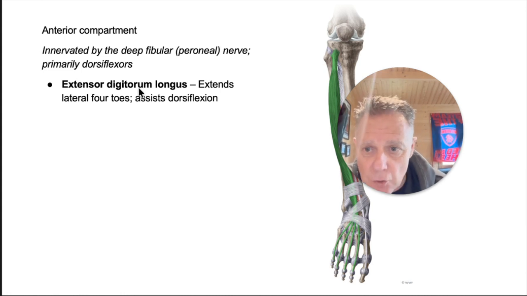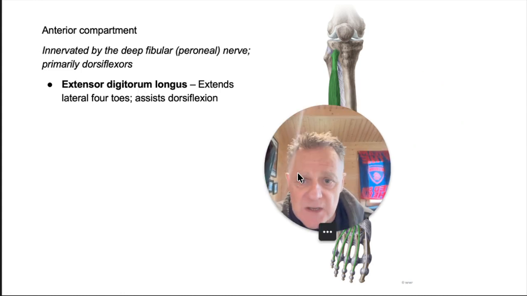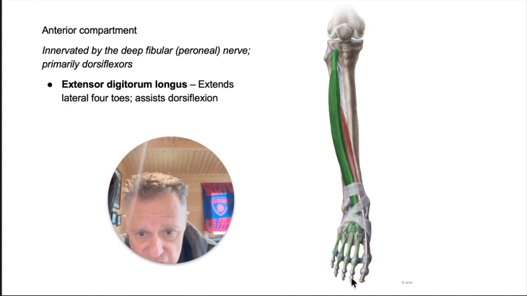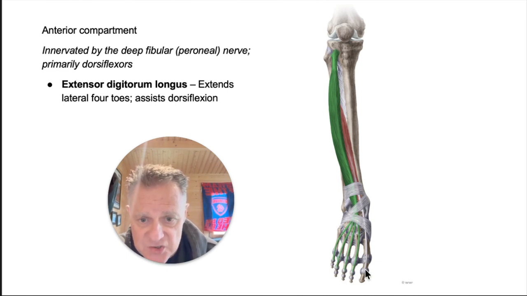Extensor digitorum longus is from the tibia and goes into the distal phalanges of digits 2, 3, 4, and 5. Right, so digits 2 to 5. And we'll do the same thing. It will dorsiflex the ankle and it will extend digits 2, 3, 4, and 5.